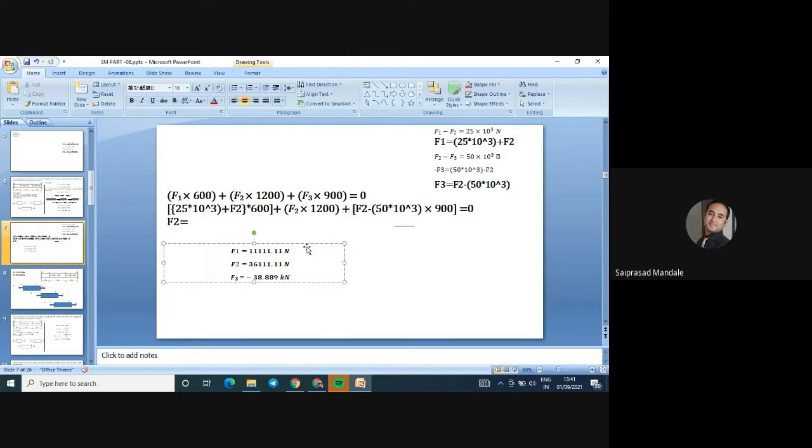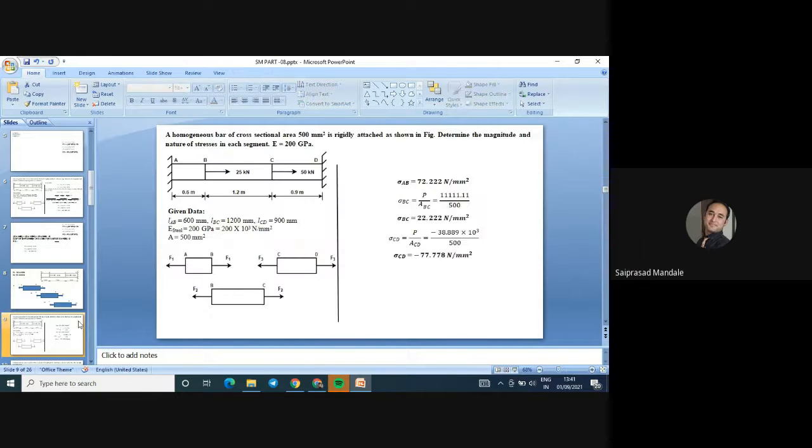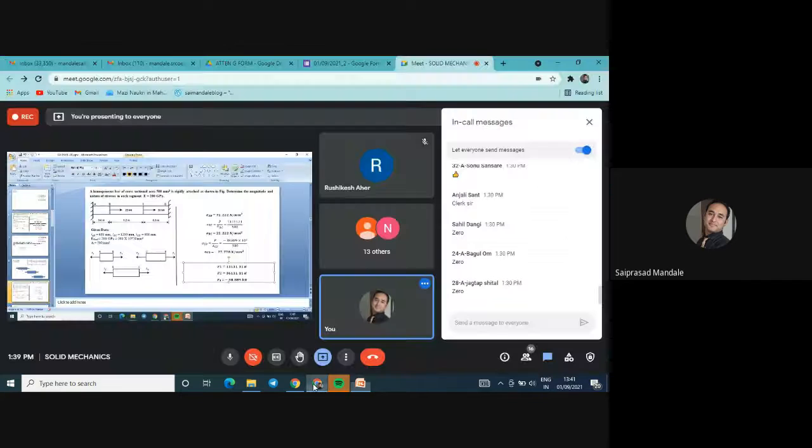I'm just picking this term, copying it, and putting it here. These are the forces for you. What you have to do is put the value of force divided by 500, force divided by 500, and force divided by 500. You have to check whether these values match the answers or not. Everybody, are you getting me or not?